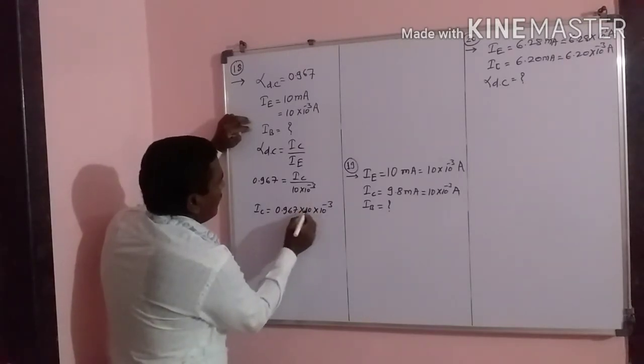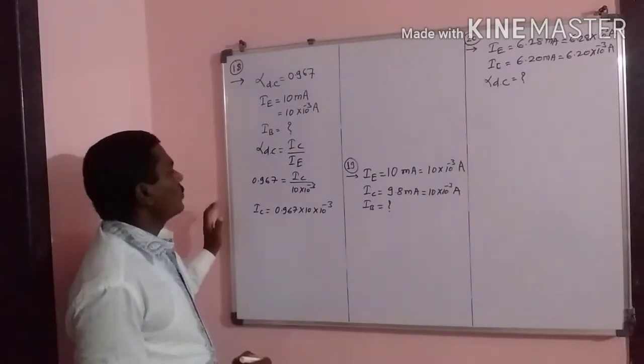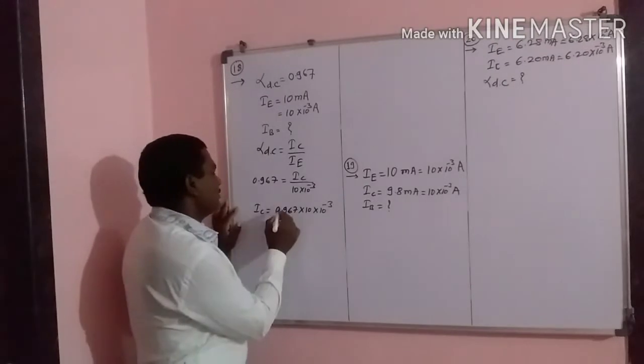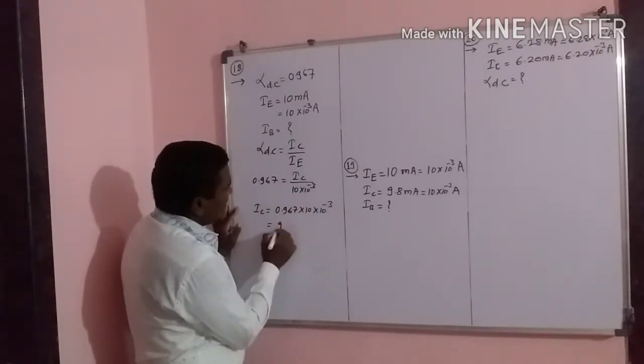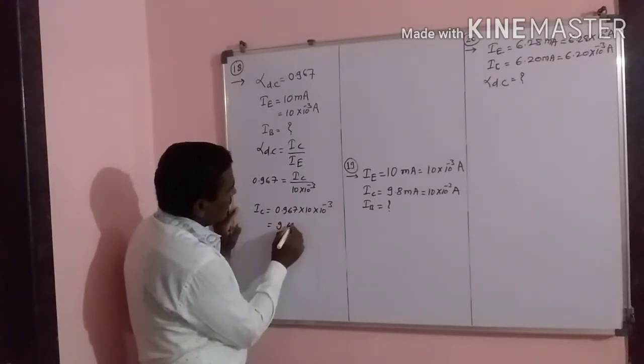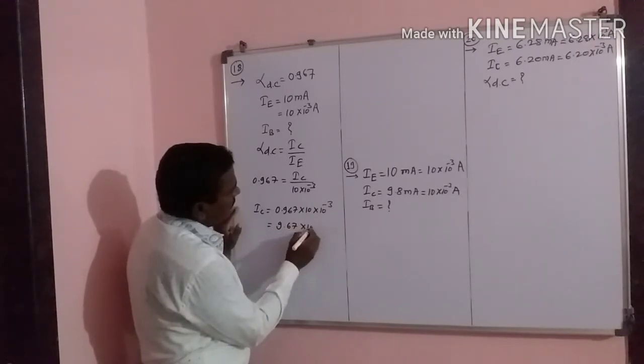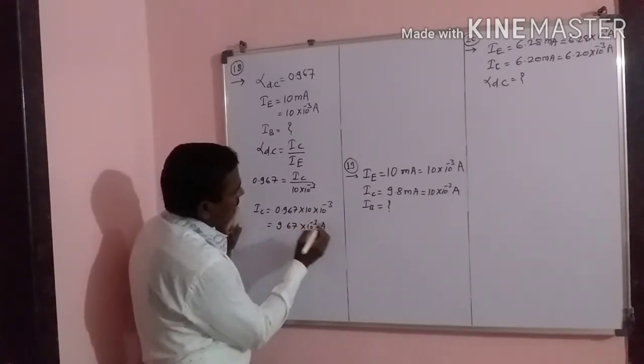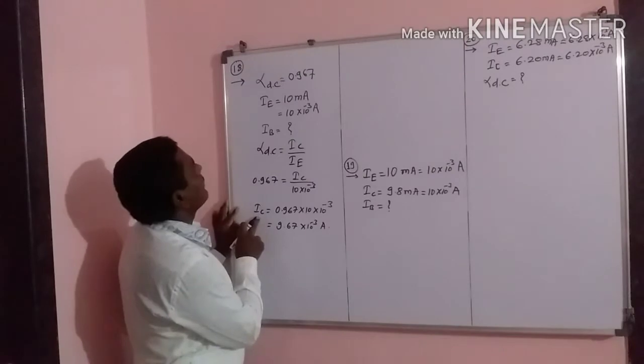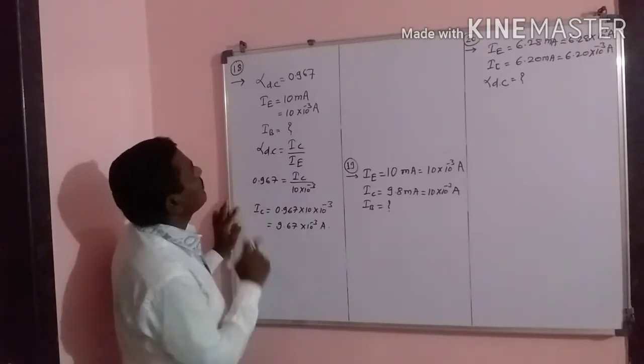This 10 to the power 1 is multiplied with 0.967. At that time, the decimal shifts to the right side. That means we should write here 9.67 into 10 to the power minus 3 ampere. This is the collector current. Now we should find out the base current.